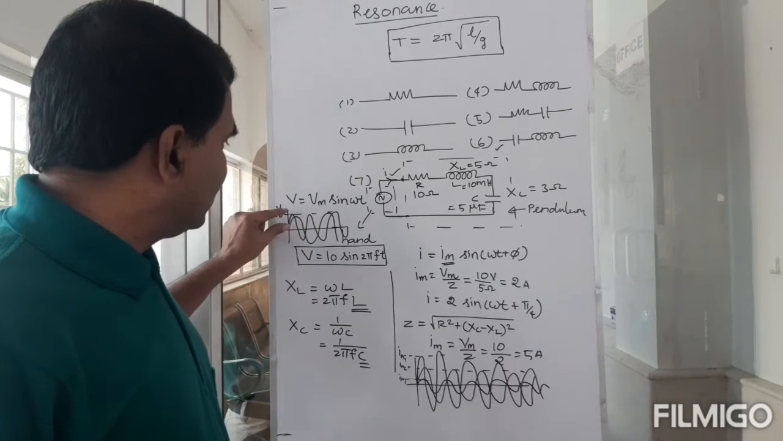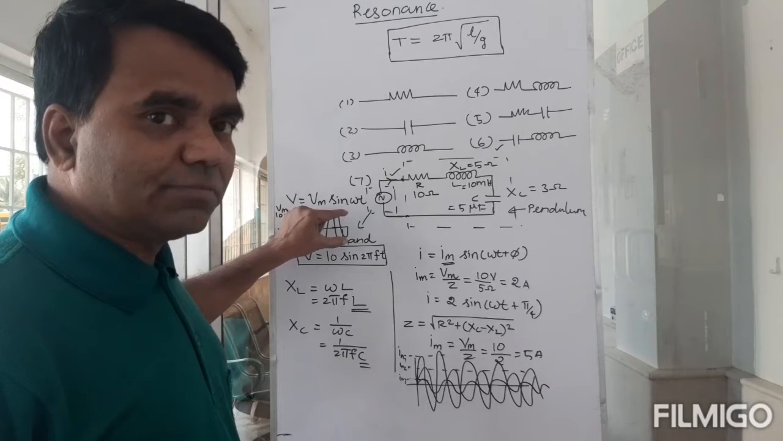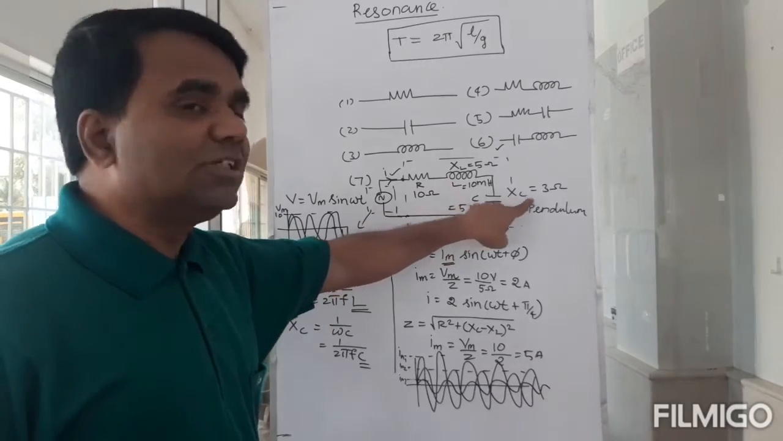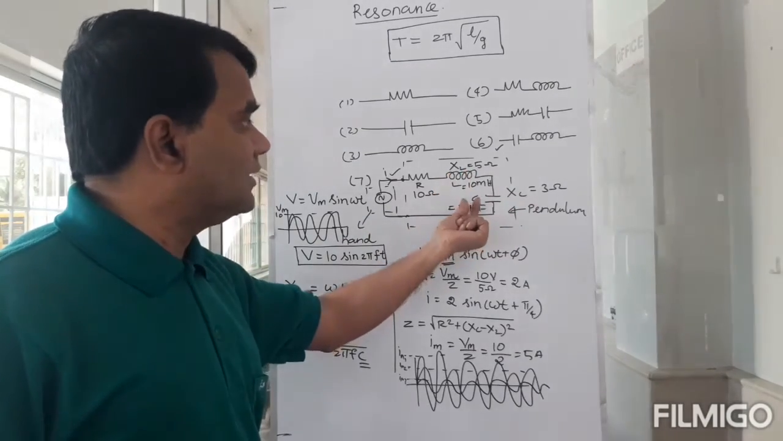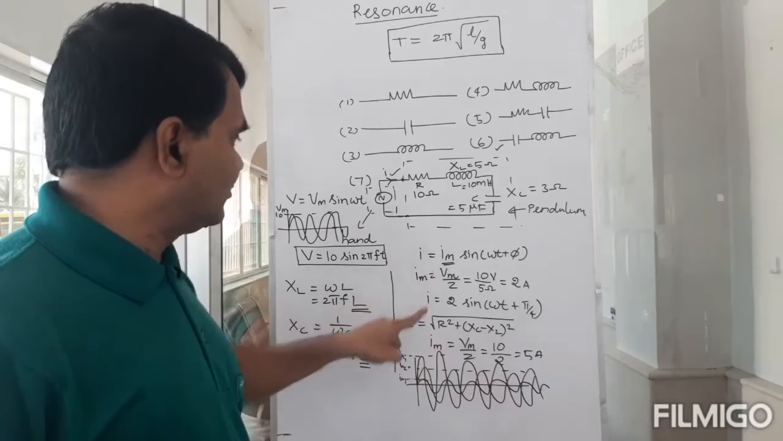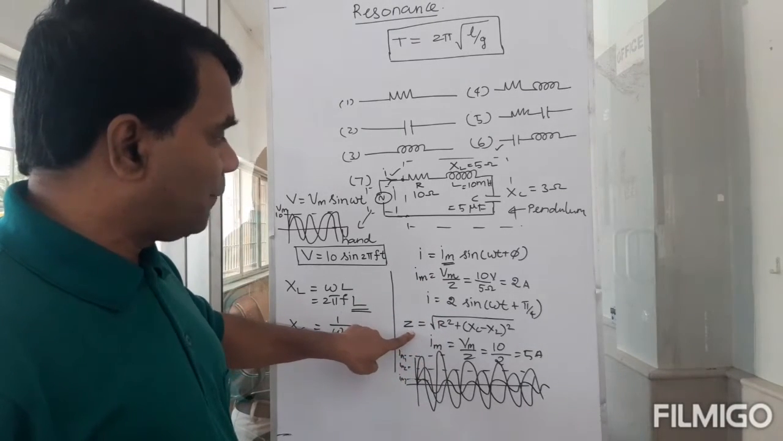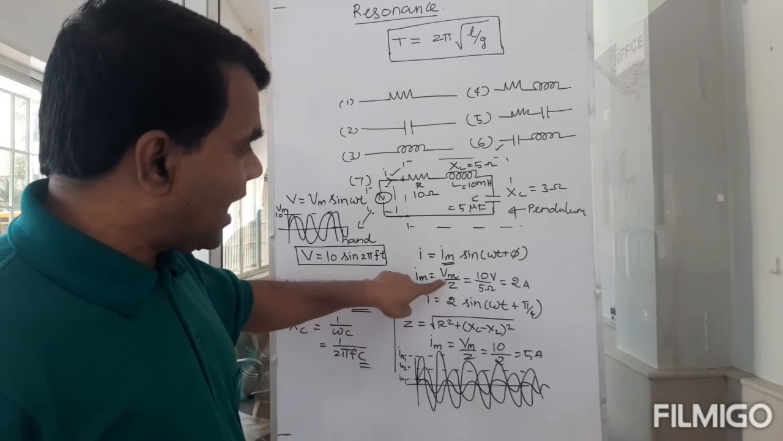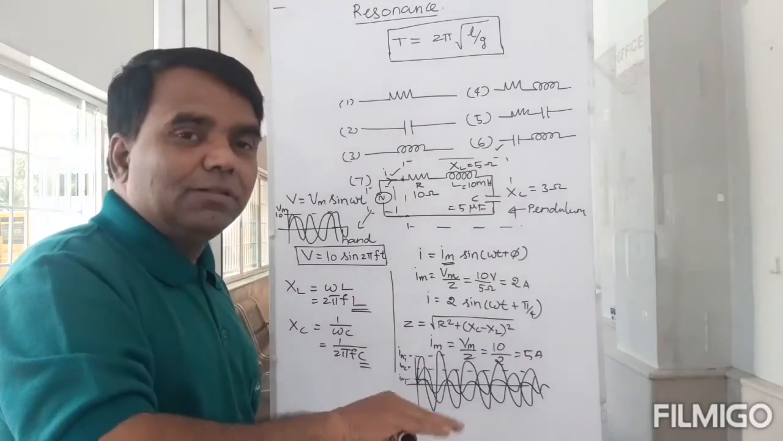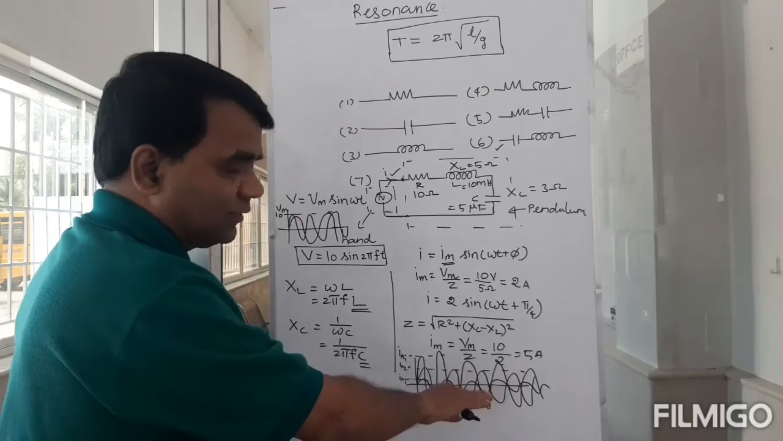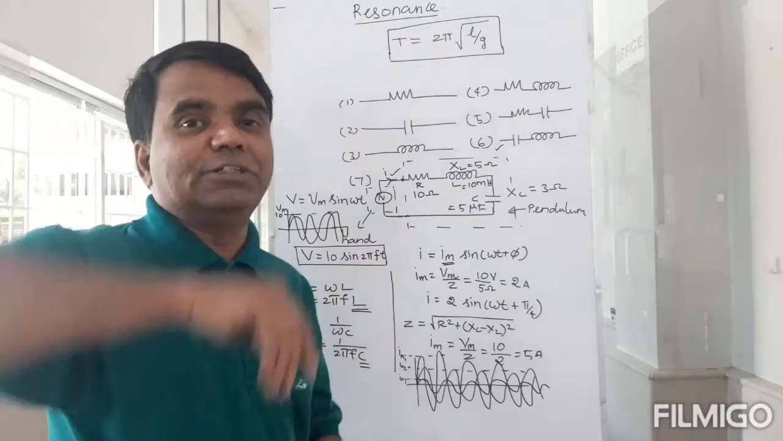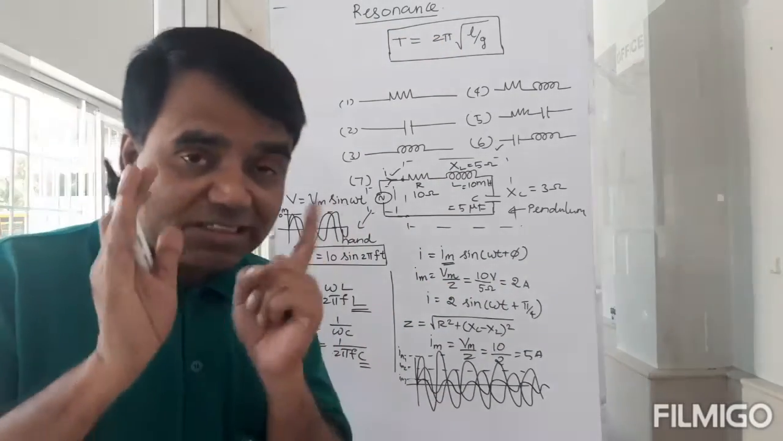If I change the frequency, the maximum voltage doesn't change. But if I change the frequency, the XL value and XC value will change for the same inductance and capacitance. And because these two things change, Z changes. Because Z changes, Im changes. So if Im changes, I have different curves. For different frequencies, I may have different amplitudes of current flowing through it. I want you to understand this clearly.